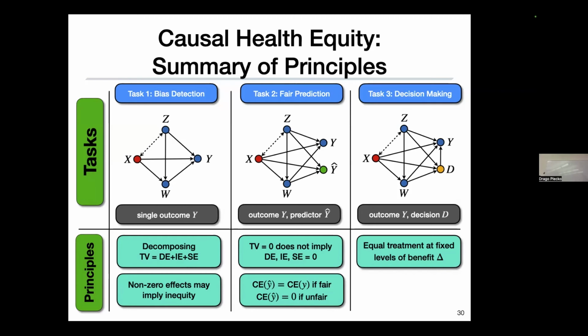And finally, in task three, we say that equal treatment at fixed levels of benefit is required. This is what we usually call benefit fairness. We also know that decomposing the benefit itself into direct, indirect, and spurious parts tells us a lot about the underlying system. And this is sort of a summary of everything that was covered today.